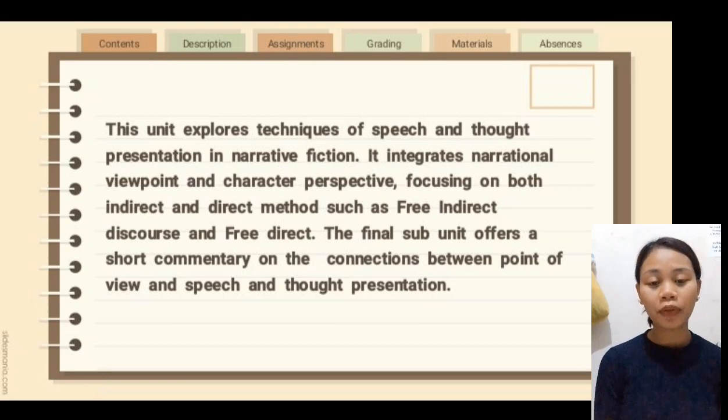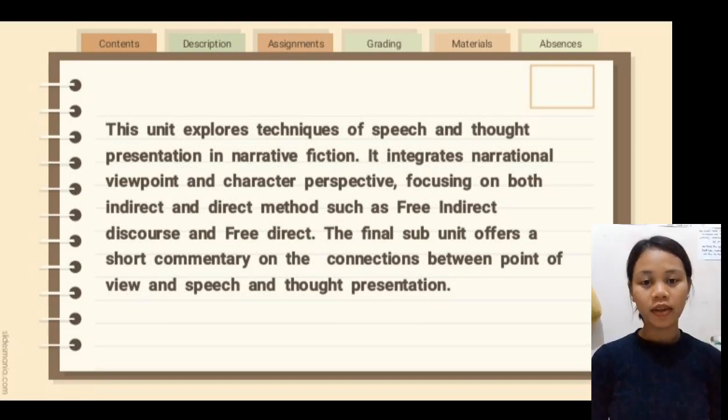We learn about different ways writers can do this, like showing a character's thought indirectly or directly. We'll also see how these techniques connect to who's telling the story and whose perspective we are seeing. So it's all about understanding how writers use language to let us into their characters' minds and voices.